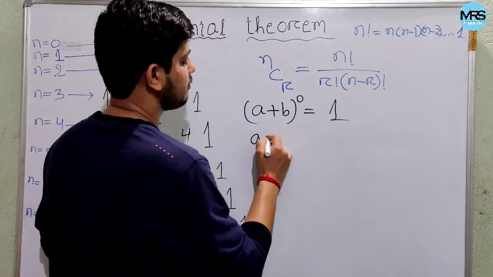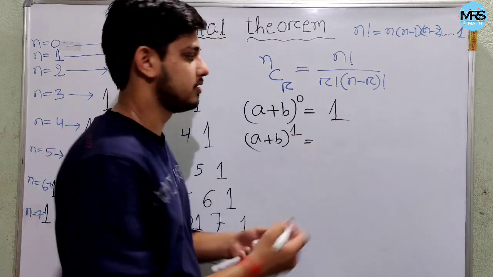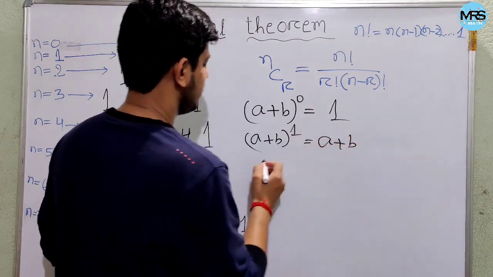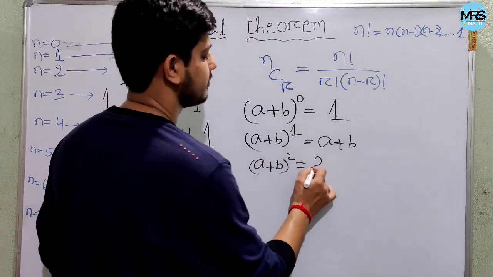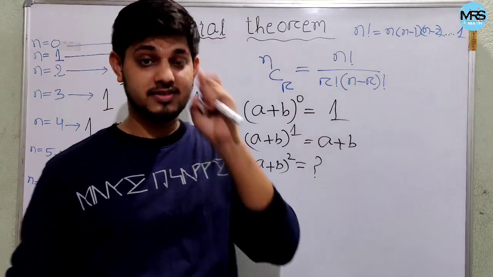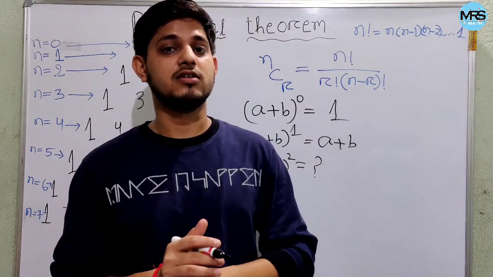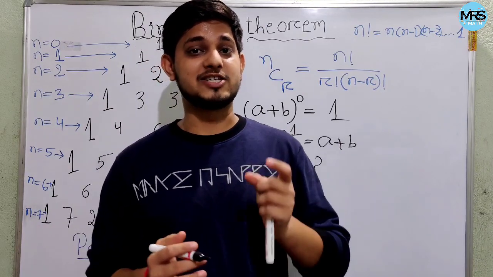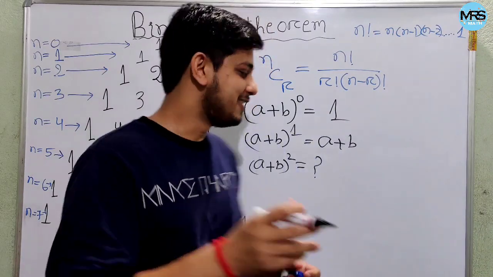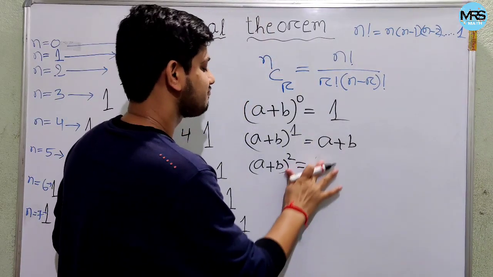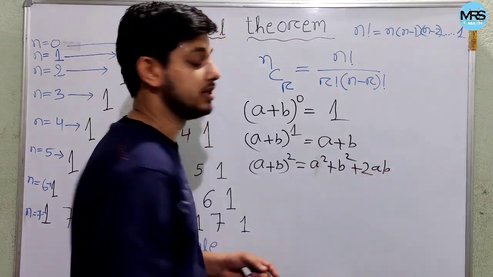Correct? Now a plus b whole to the power 1. What is the answer? A plus b, right? Now a plus b whole square, what is it? Do you know the formula? That is a square plus b square plus 2ab. Correct. So this formula is a square plus b square plus 2ab, right?